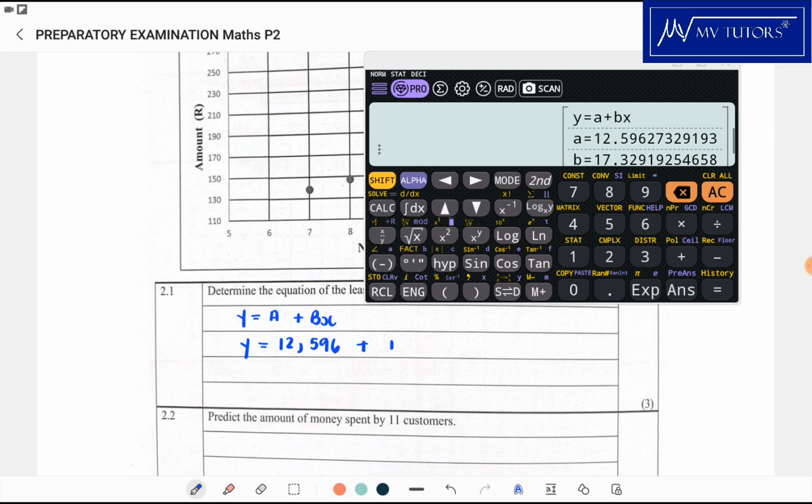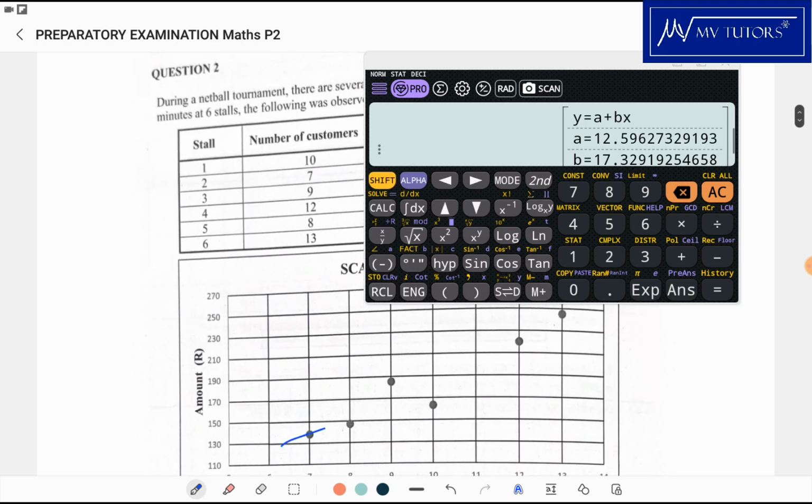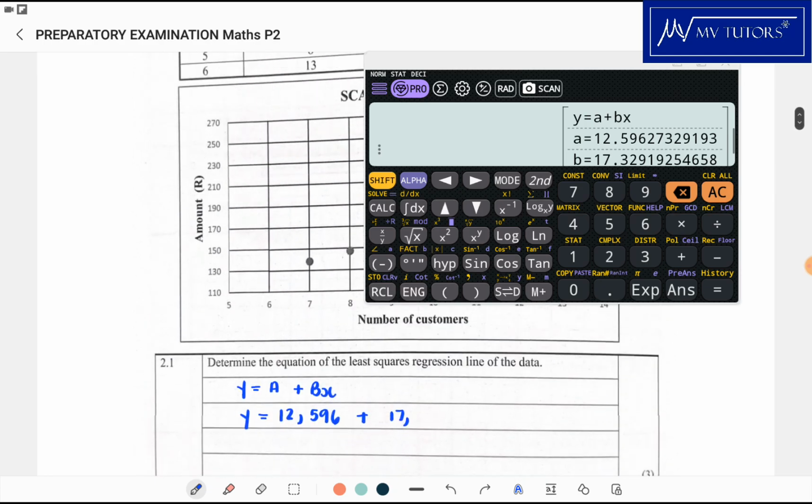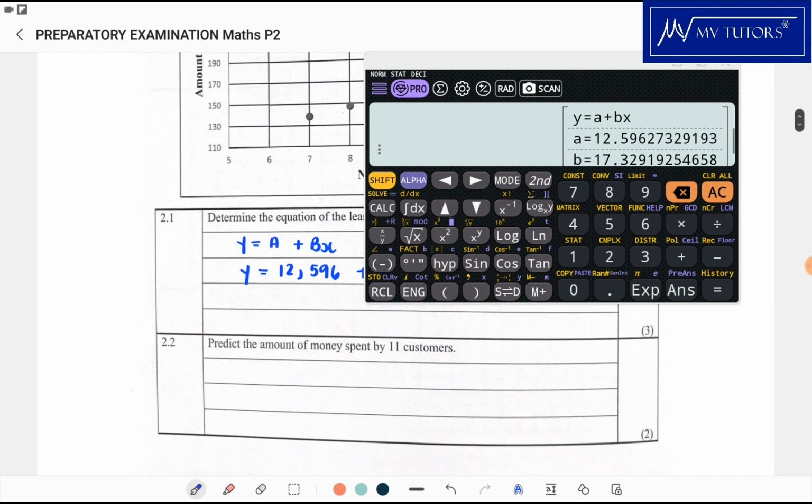We can see the gradient is positive. Our data is plotting an upward gradient, something like that. So we are expecting a positive gradient b, which is 17.329x. And that's 2.1.